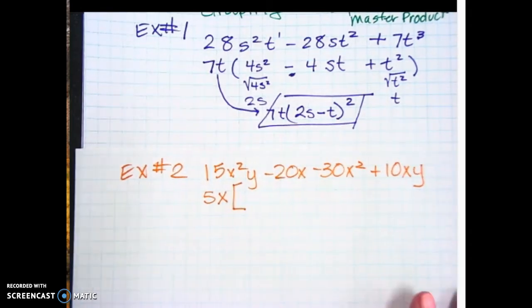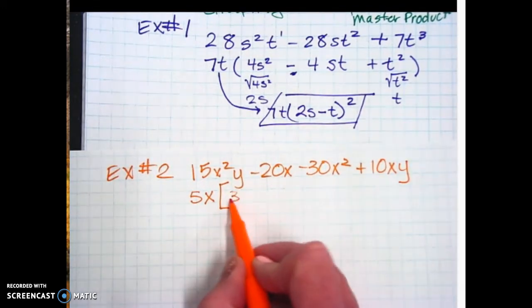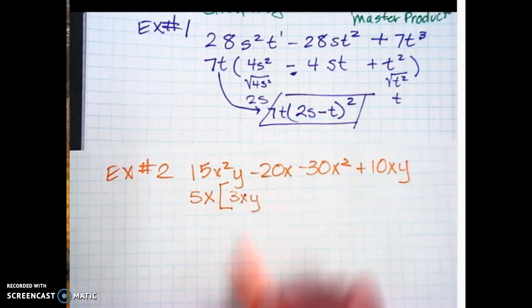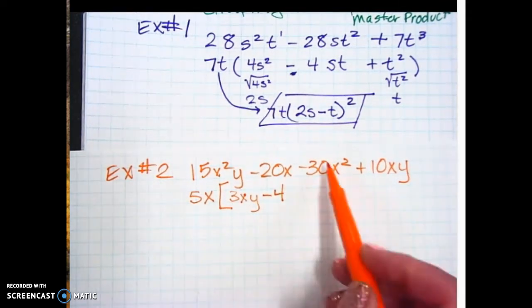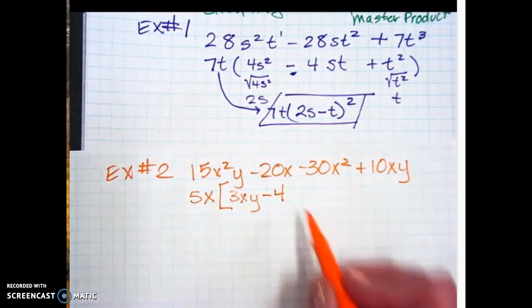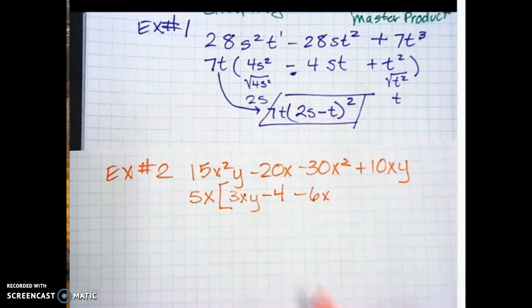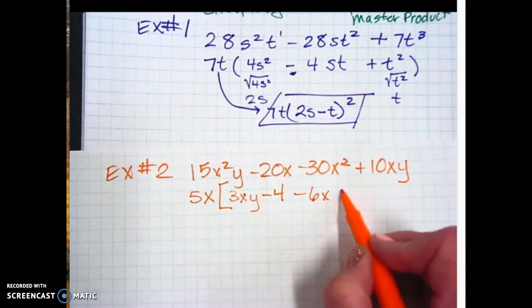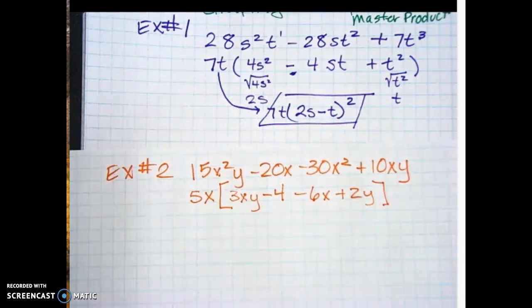So we're going to write what's left inside those parentheses. So from the first term, what's left? 3xy. Okay. How about the second term? 4. How about negative 4? Yes. Third term, what's left? Minus 6x. And the fourth term? 2y. All right, everybody with me so far?